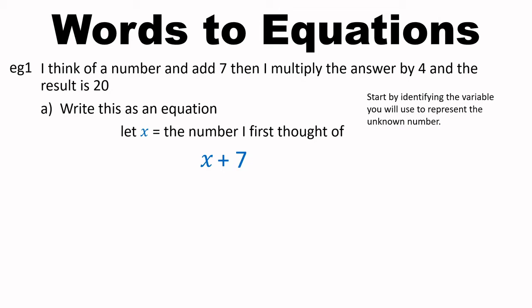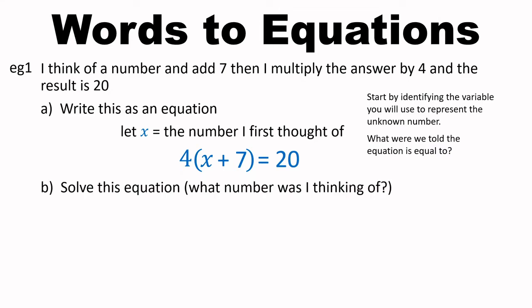In order to make sure that we're going to add before we multiply by 4, let's put that in brackets. And a number in front of a set of brackets is going to multiply by the result of what's inside that bracket. Next, what were we told that this equation was equal to? I think of a number, add 7, and multiply the answer by 4, and the result is 20. That's what makes this an equation. I know what it's equal to.